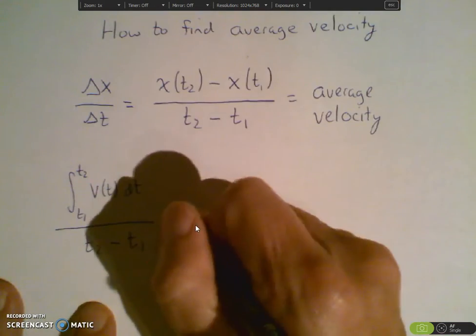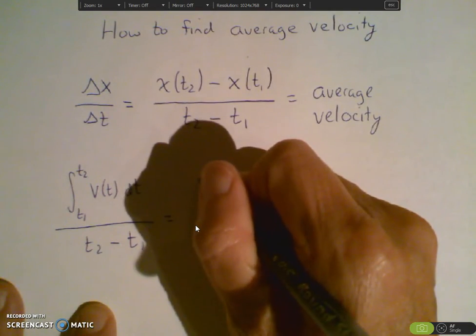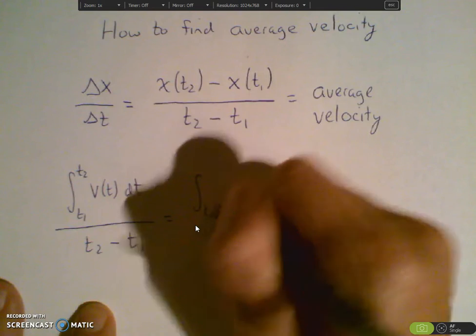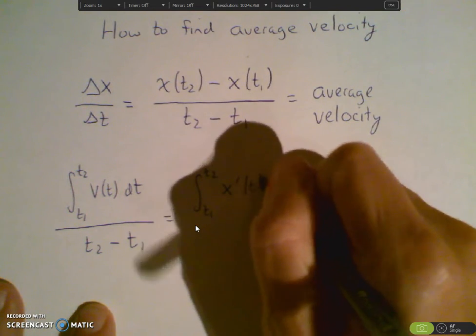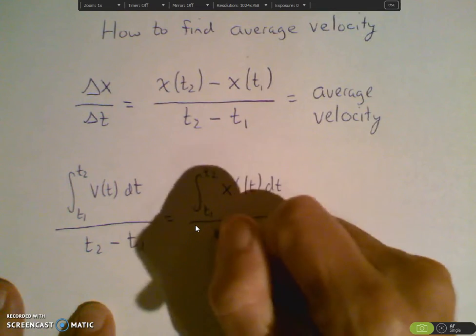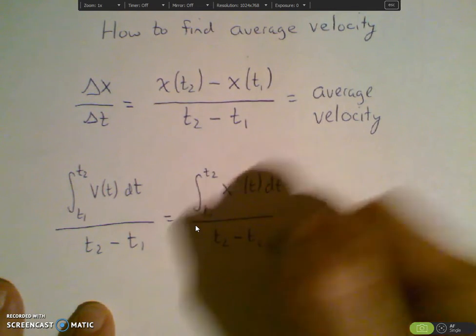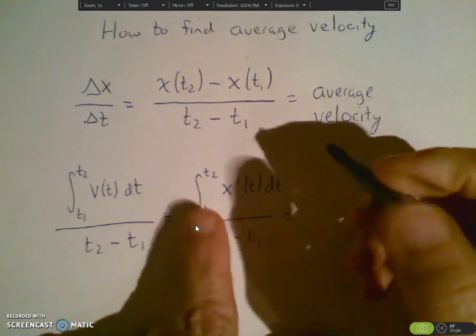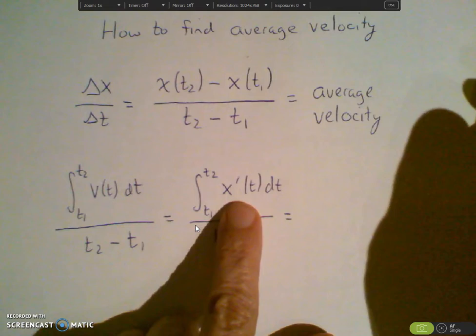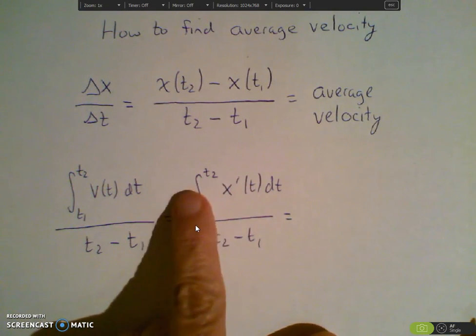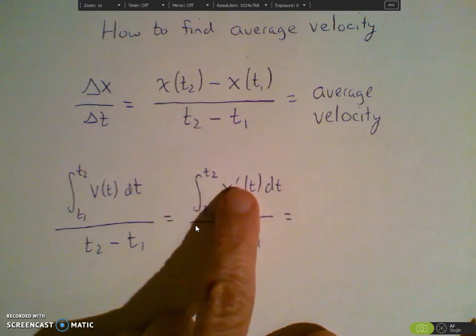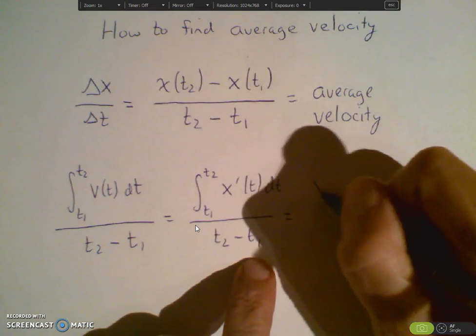But if you remember, the derivative of position is velocity. So I can replace velocity with the derivative of position. Then, if you integrate x prime, in other words, if you do the antiderivative of this derivative, these two basically cancel each other out, and you should be back at position.